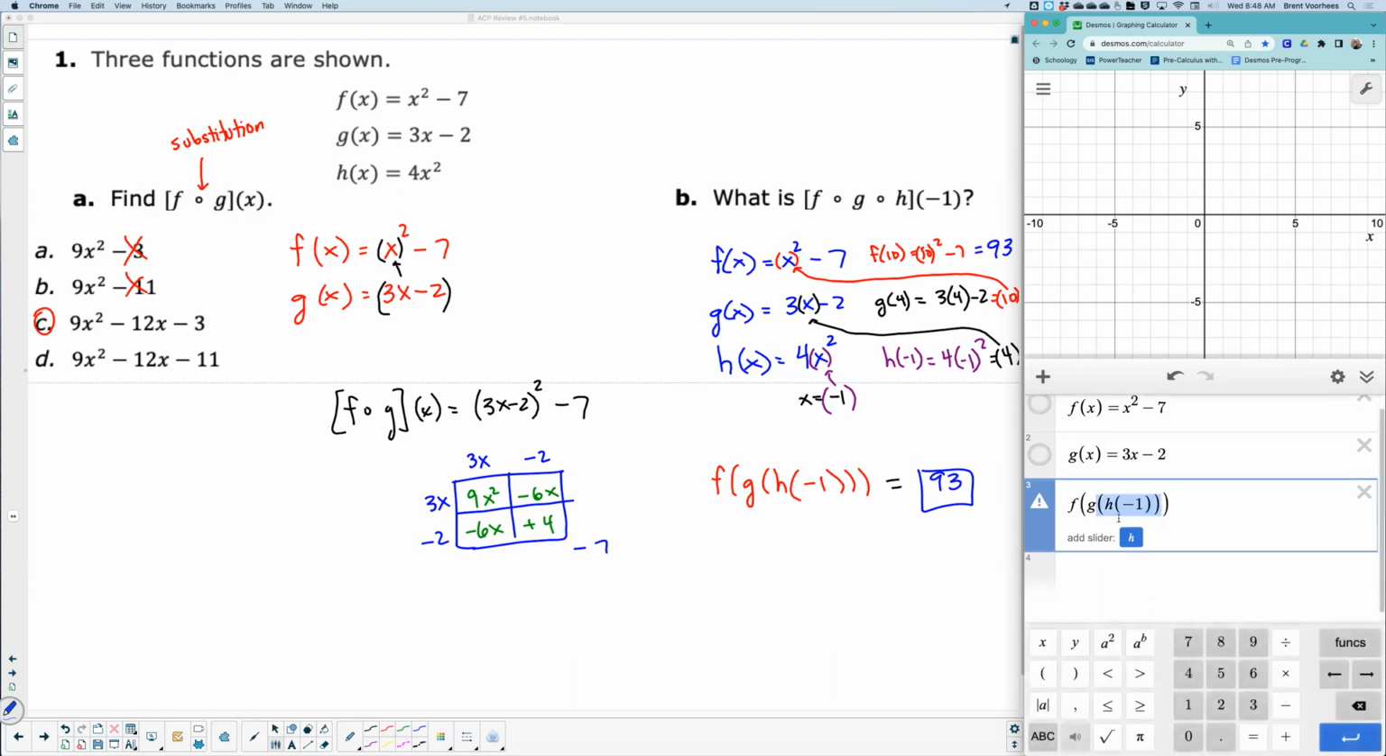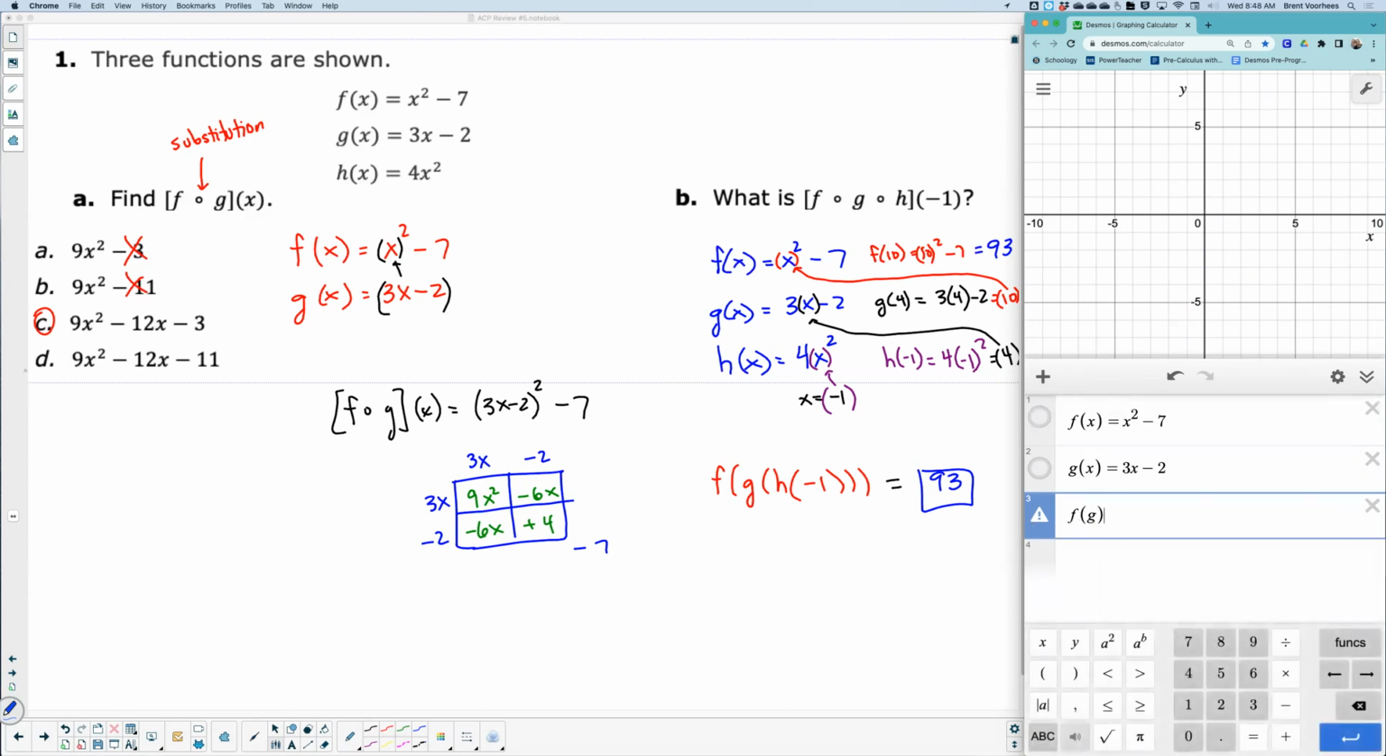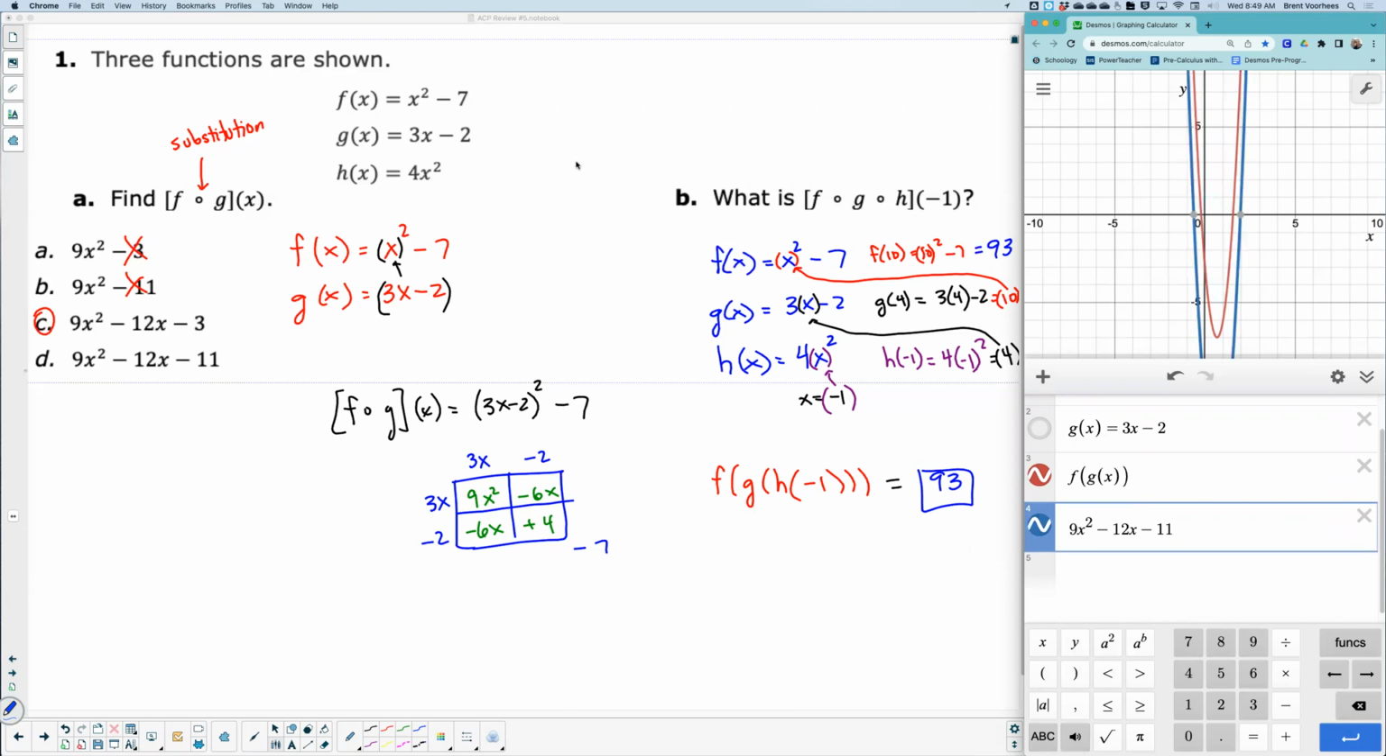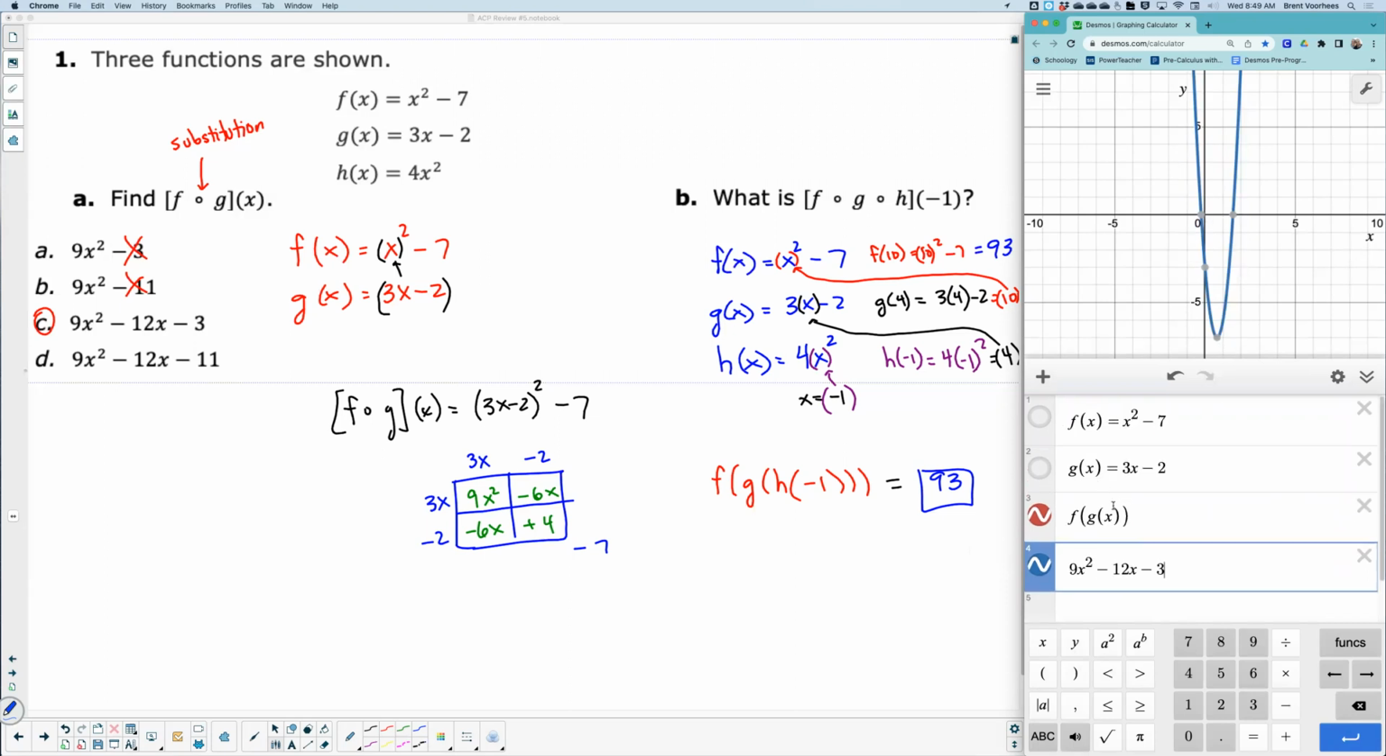F, parentheses, g, parentheses, x. And what would have happened is you would have gotten this parabola, and you could have just matched answers. So I'll do answer choice D. You'll see the wrong answer would do something like this. The wrong answer would show you a different graph. But the correct answer would give you an overlapping graph, because the algebra would be correct with what Desmos composition gives.